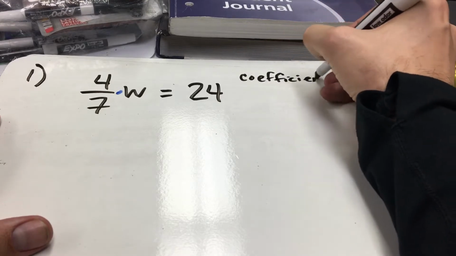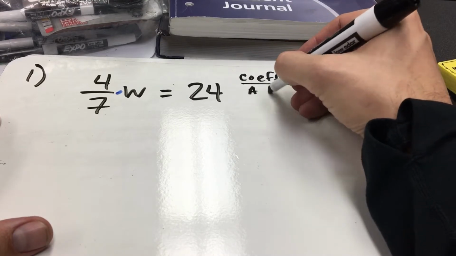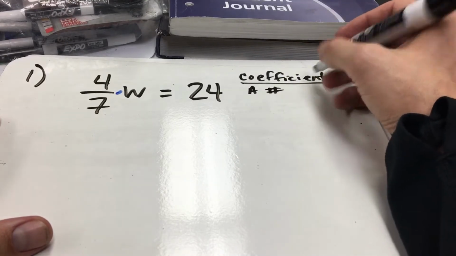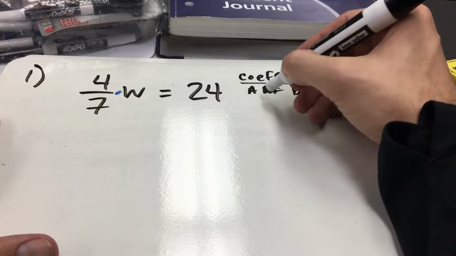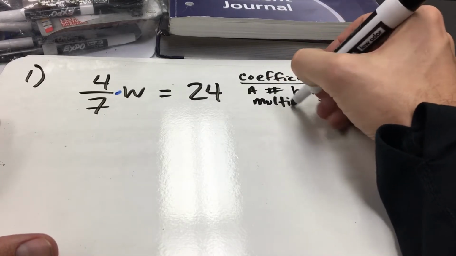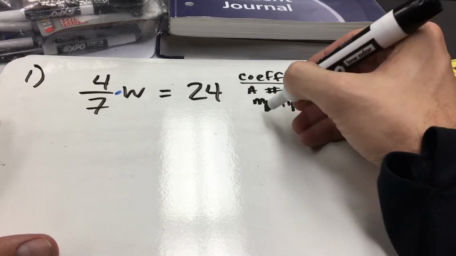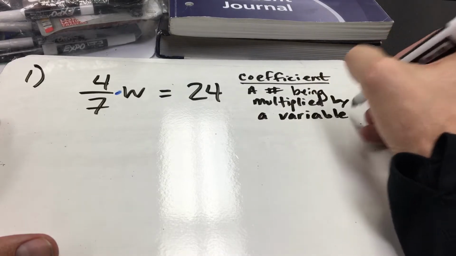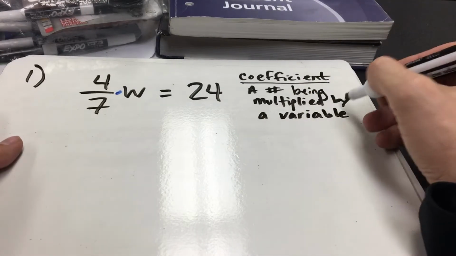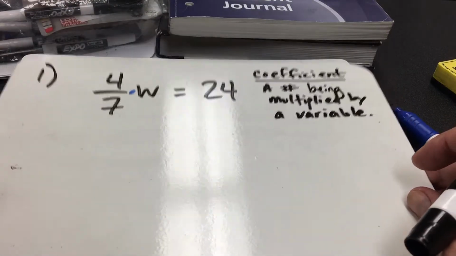And what a coefficient is, a number, I'm going to do the little hashtag thing here for number, a number being multiplied, has to be multiplied, not divided, not added, not subtracted, a number that's being multiplied by a variable. And the variable is just the letter in the question, right? The A, the B, the C, the X, the Y, the W, the K, whatever. And so there's the definition of a coefficient.